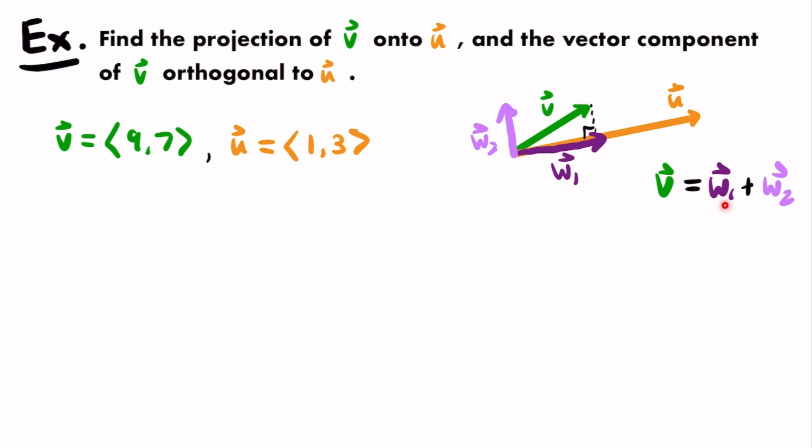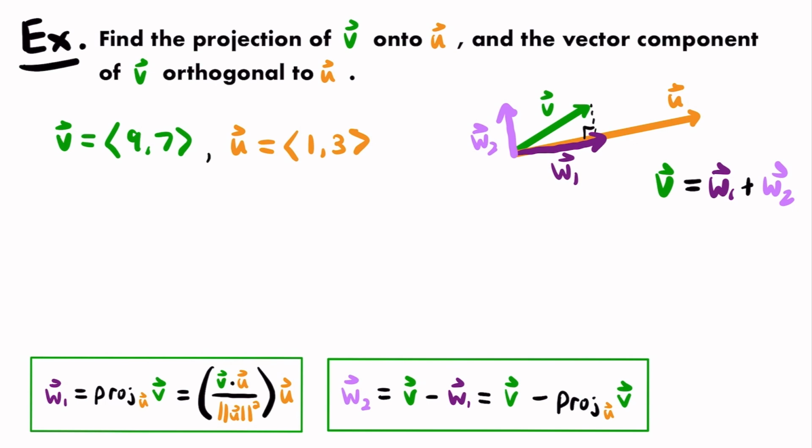We want to know the vector component of vector v that is parallel to vector u. That's the projection of vector v onto u. And we want to know the vector component of vector v that is orthogonal to vector u. That is this vector. In order to find those two vector components, you need to know the following formulas. Vector w1, the projection of vector v onto vector u, is equal to the dot product of vector v and vector u divided by the magnitude of vector u squared, times vector u.